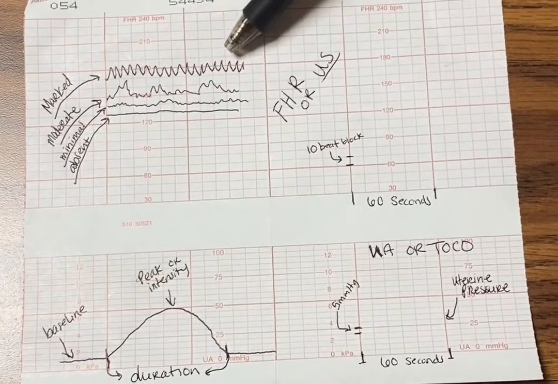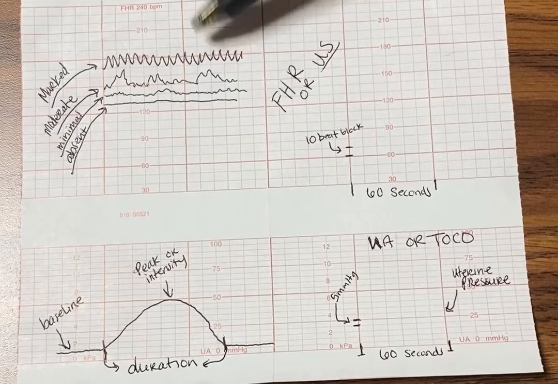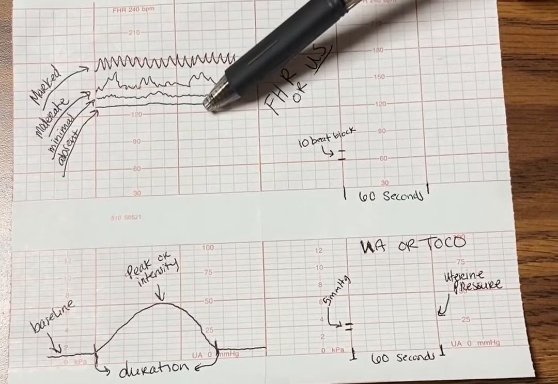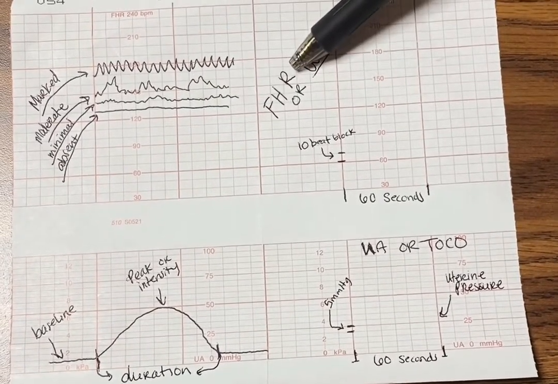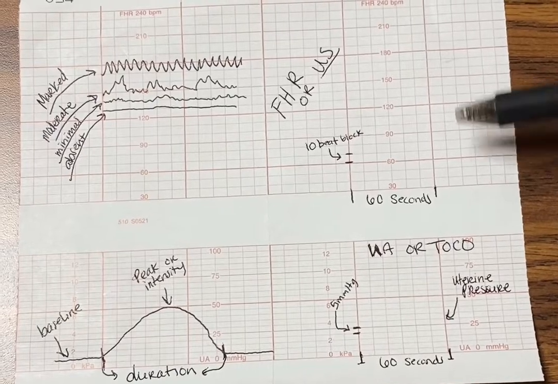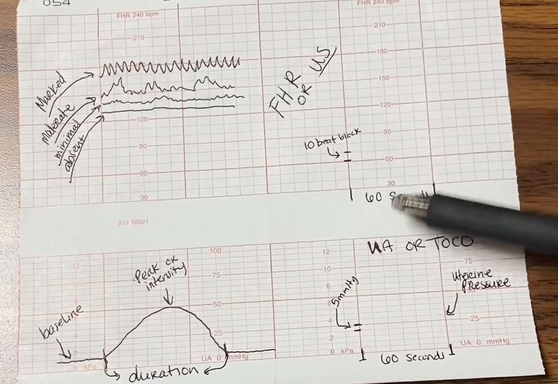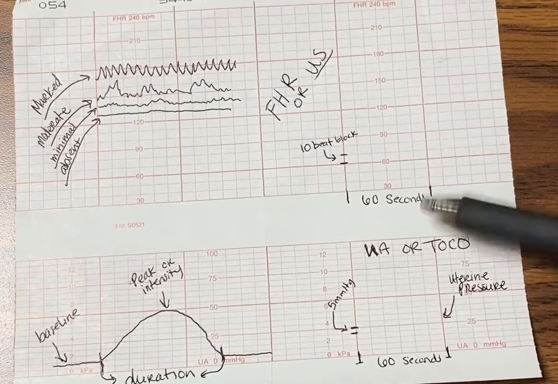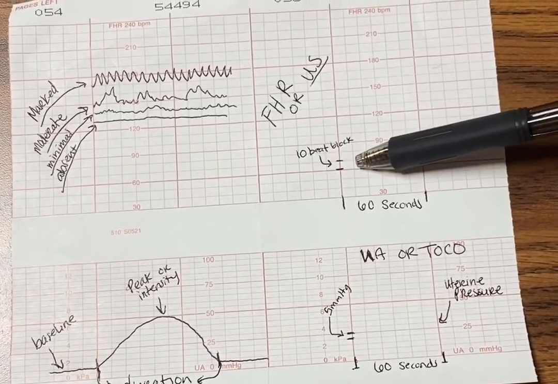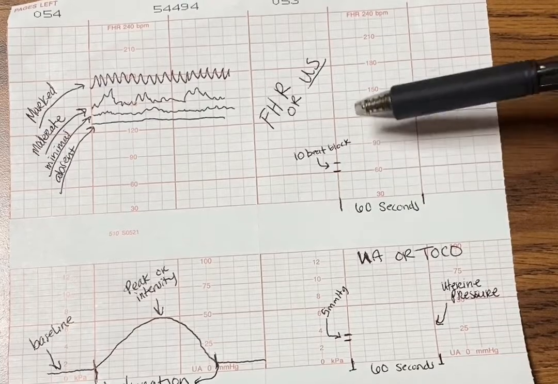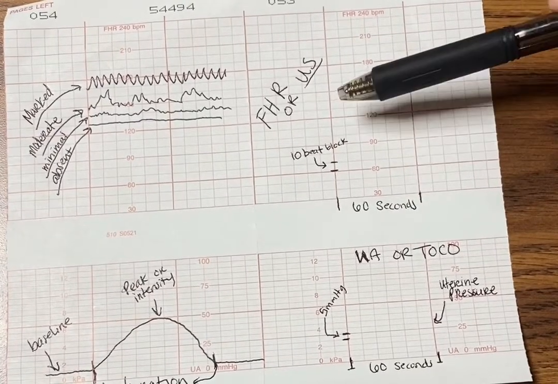So first we're gonna look over the variabilities. There's marked, moderate, minimal, and absent. These all go with the fetal heart rate or the ultrasound. For this, you need to know that from dark line to dark line, it's a 60-second interval. With the little boxes that you see, going up, they're 10 beat blocks.